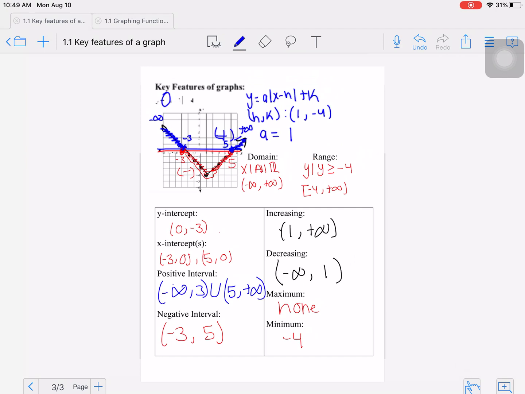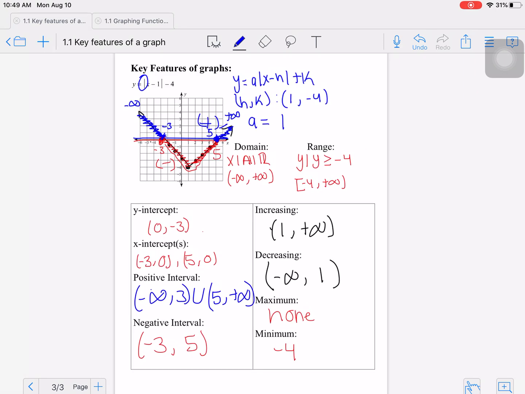Those are the key features that you're going to be asked to find for pretty much every single function that we're going to see. Okay, if you have any questions, let me know.